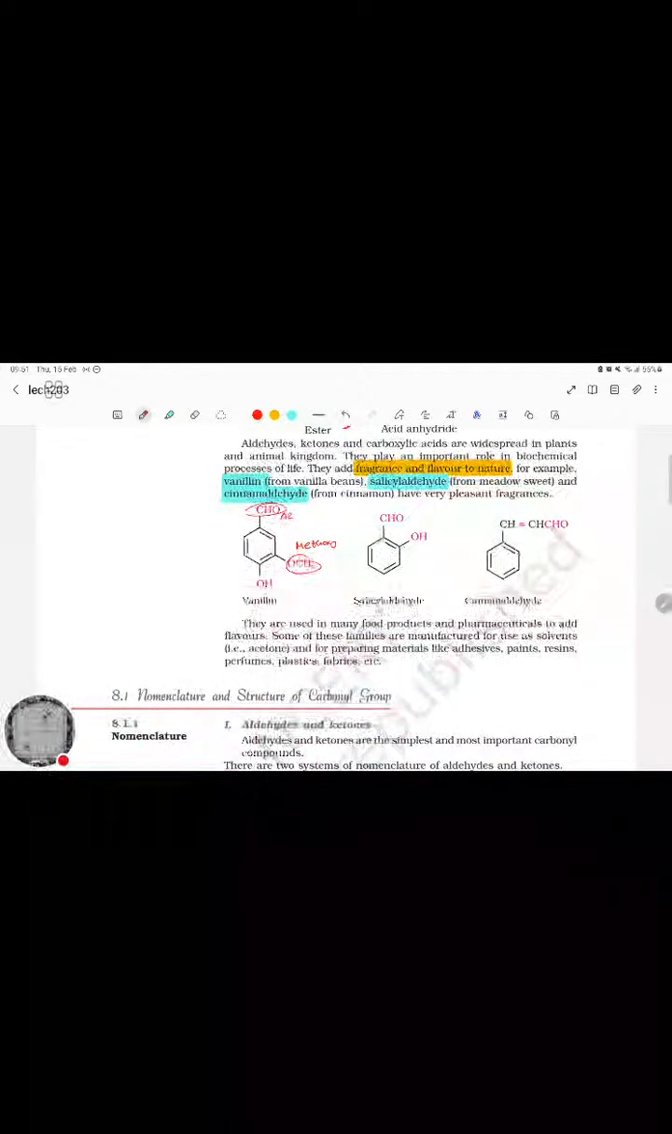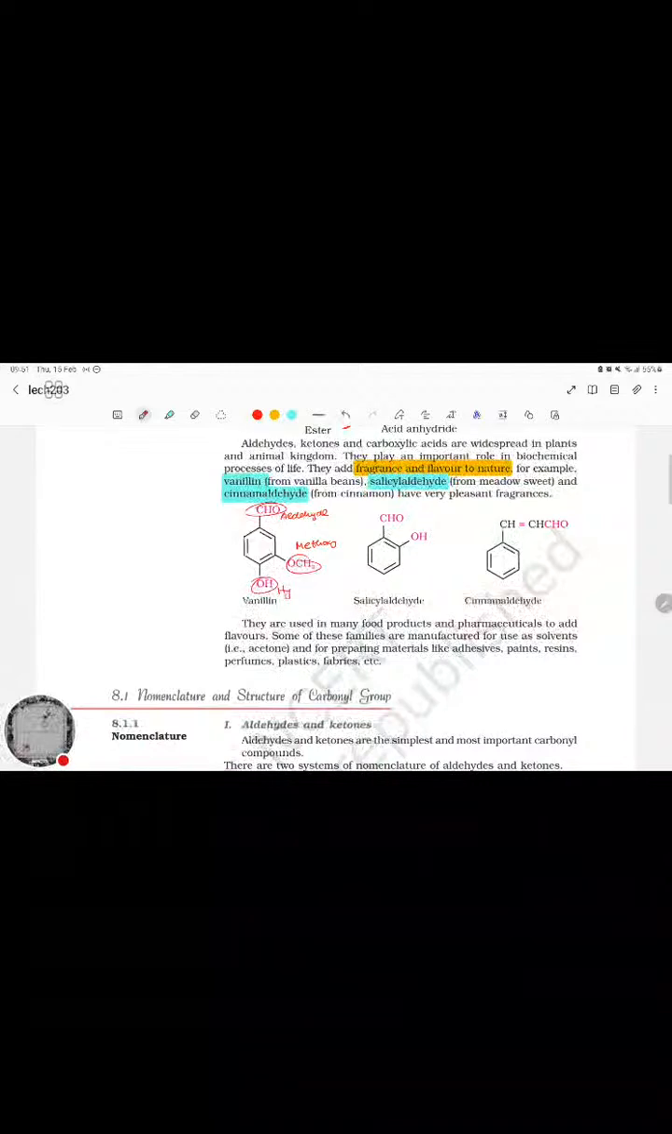So as we can see the structure of vanillin, on a benzene ring first we will have an aldehyde, CHO, obviously it's going to be aldehyde, and we are having a methoxy group. So this is a methoxy group, aldehydic group, and we are having a hydroxyl group.